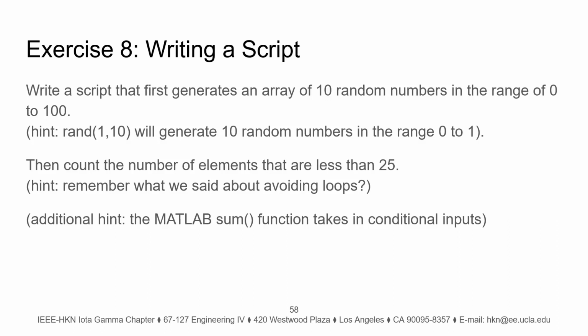Now we come to exercise 8, writing a script. Write a script that first generates an array of 10 random numbers in the range of 0 to 100. As a hint, rand(1,10) will generate 10 random numbers in the range 0 to 1. Then count the number of elements that are less than 25. And remember what we said about avoiding loops. As an additional hint, the MATLAB sum function takes in conditional inputs, so think carefully how you can apply that, especially with regards to the second task.